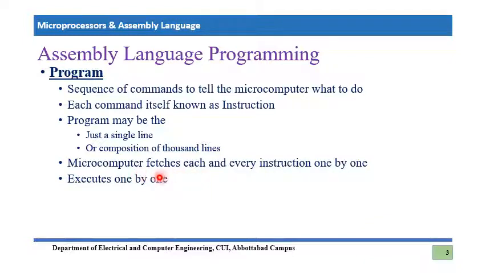So the microprocessor fetches each and every instruction one by one and similarly executes them one by one, so the overall task of the computer is accomplished. That means, for example, if a program is written of 1,000 lines, the microprocessor is going to fetch one line, then execute it, then fetch another line and execute it. Once 1,000 lines are executed, the overall computer task will be accomplished.